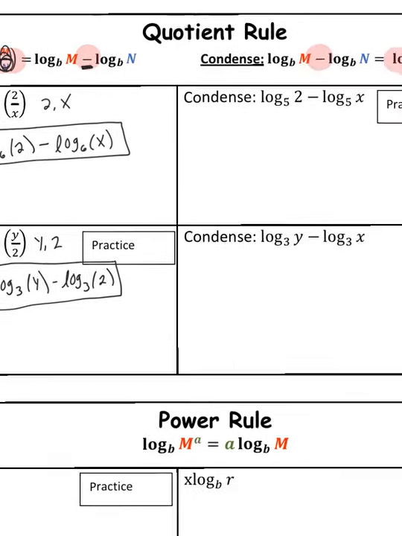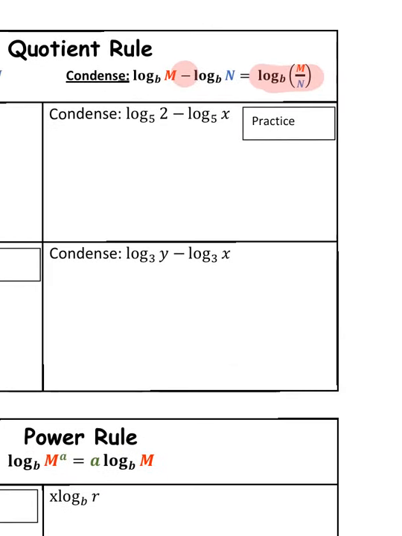Let's take a look at condensing. So condensing means that you have two or more things that say log and you want to rewrite it into a single logarithm. So it says that when I have subtraction between two logs like I do here, to condense it into a single, I divide the two things that were being subtracted. So I'm going to go to this problem here.